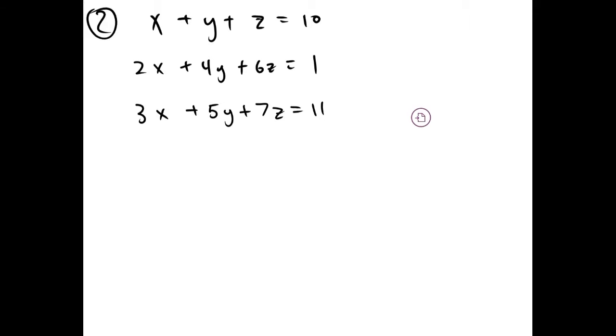For our second example, we have three equations, three variables: x plus y plus z equals 10, 2x plus 4y plus 6z equals 1, and 3x plus 5y plus 7z equals 11. So, again, I'm going to show you how we can write this in matrix form. Take the coefficients, so 1, 1, 1, 2, 4, 6, 3, 5, 7.